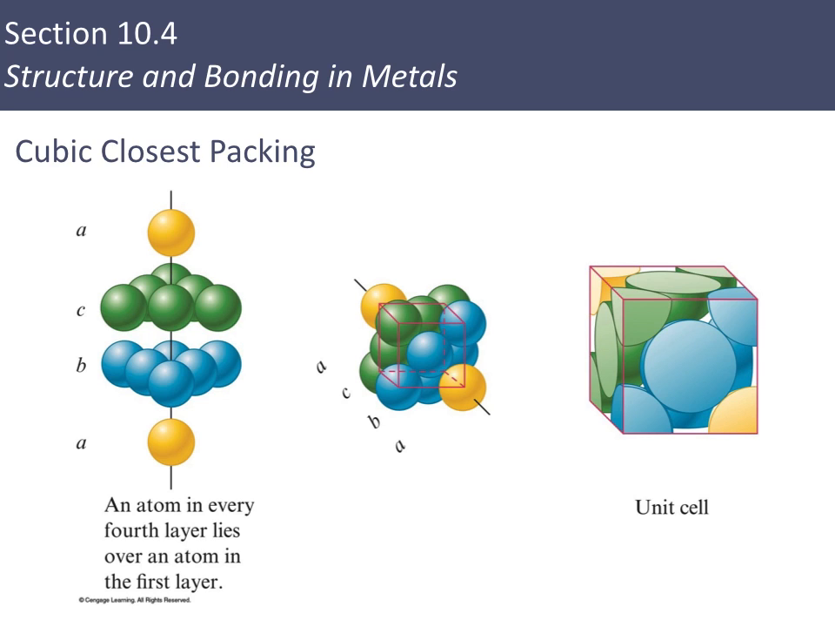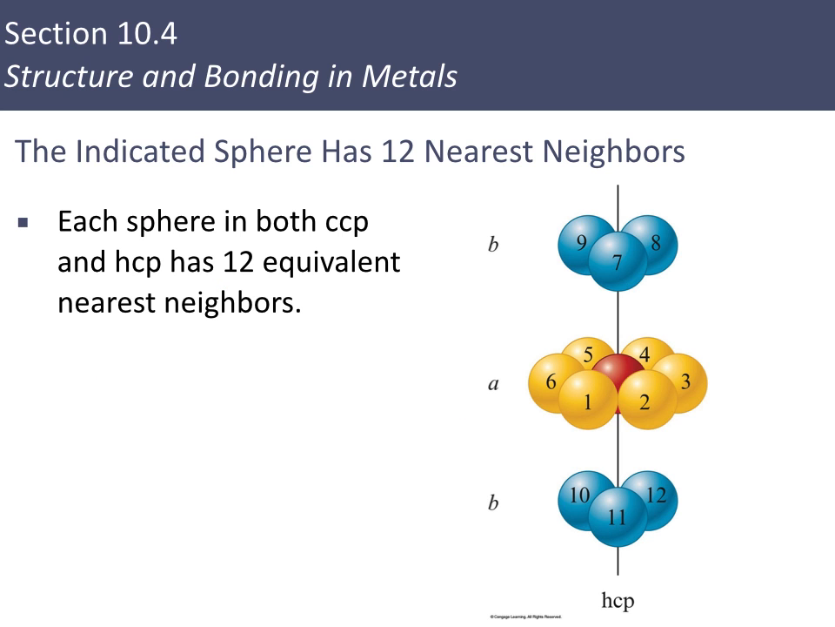You can also look at the cubic closest packing model, and if we were to look at the unit cell for something with a cubic closest packing model, we'd see that it's face-centered cubic. One of the things that's important and a characteristic of both structures is that each sphere has 12 equivalent nearest neighbors. So if we look at this red sphere here, it's equally touching 12 other atoms.